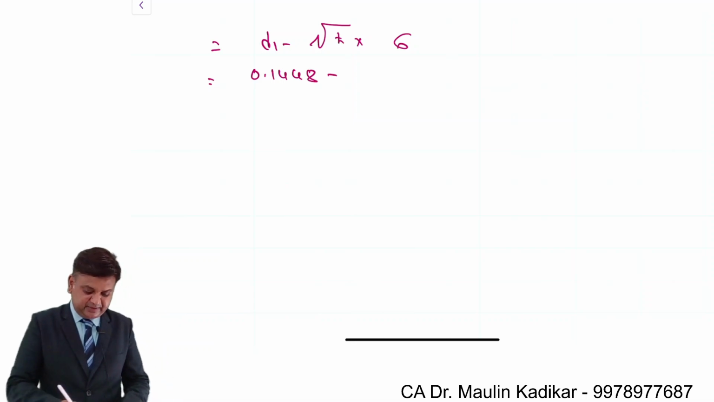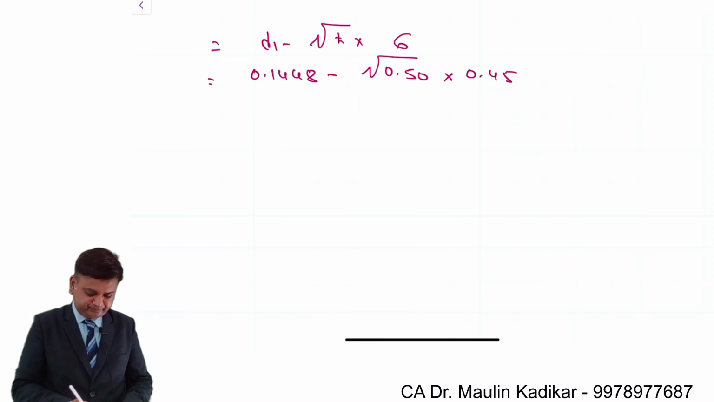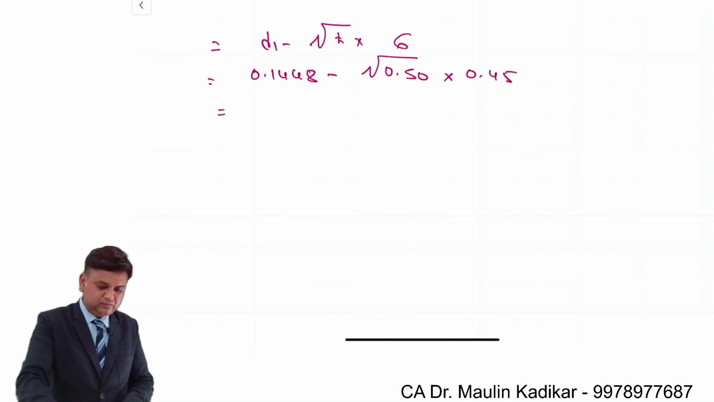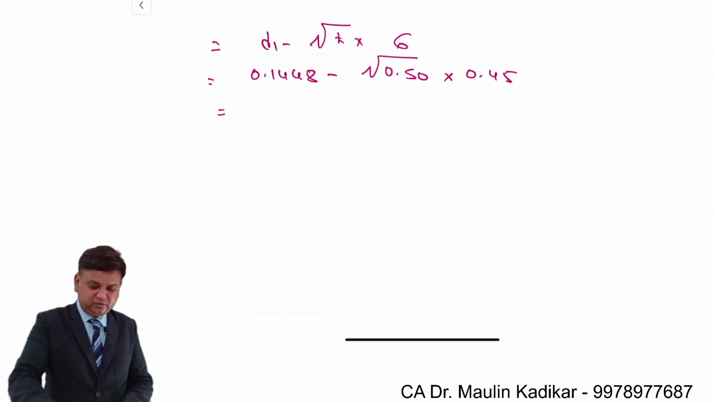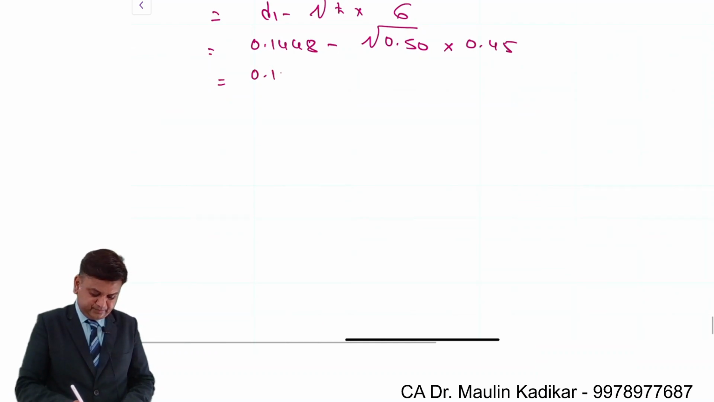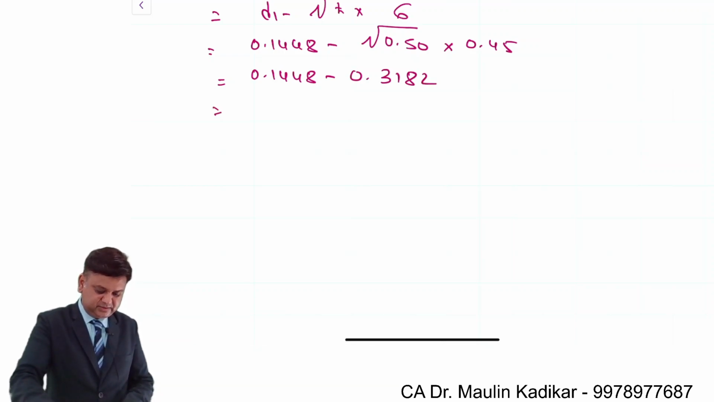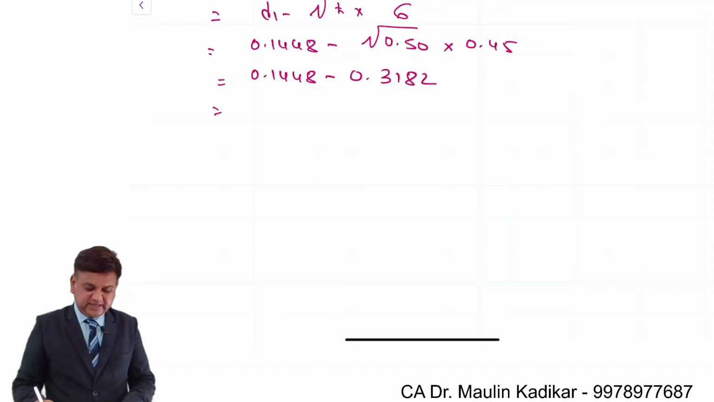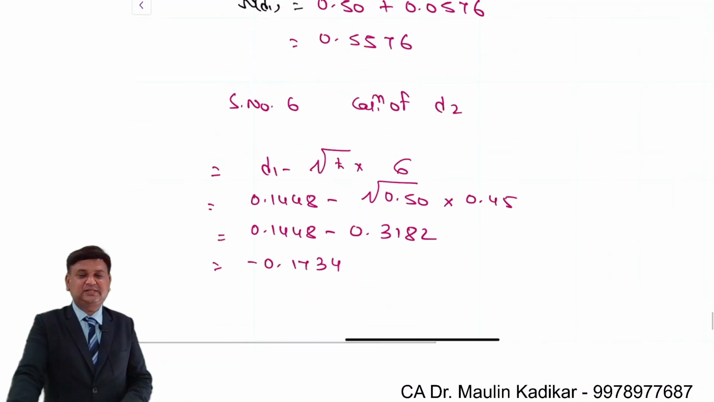Minus under root of the time period into standard deviation, that is 0.45. So root of 0.5 into 0.45, so 0.3182. 0.1448 minus 0.3182. So the answer is negative 0.1734. This is the way we can compute the answer.